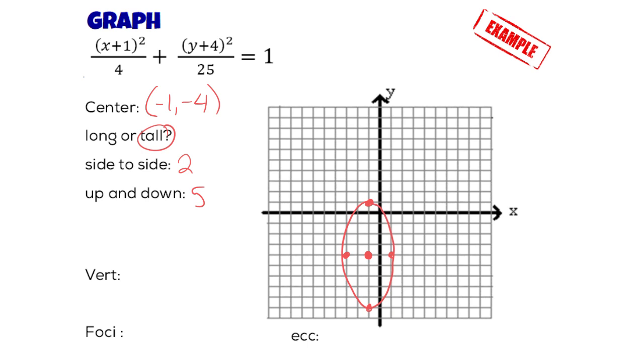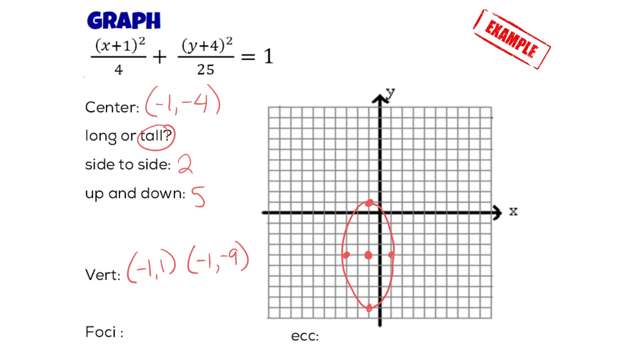Looks like this. And then I want the coordinates for the vertices. The vertices are where the major axis hits. So last time that was horizontal, but because this is a tall ellipse, this is your major axis. And so these are your vertices. So one vertex is at -1, 1, and the other vertex is at -1, -9.